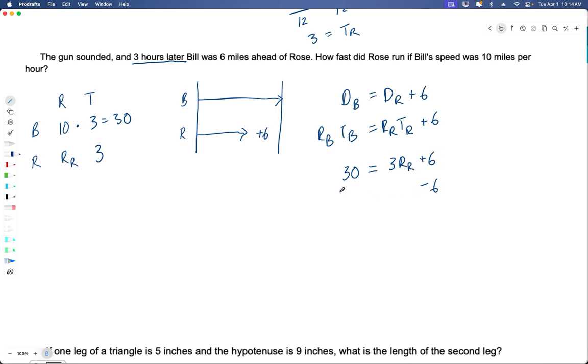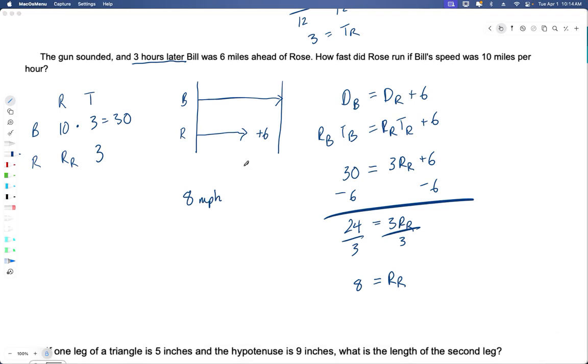If I take 6 away from both sides, 24 is 3 times the rate of Rose. Divide both sides by 3. 8 is the rate of Rose. So 8 miles per hour is her rate. So this is what you want to type in, 8 miles per hour.